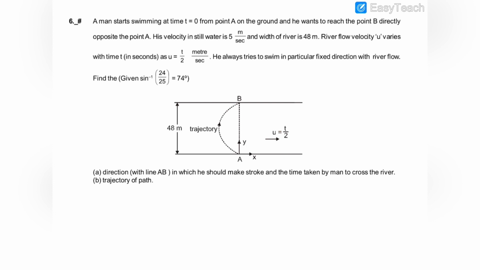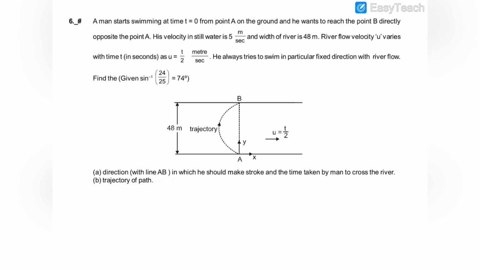In this question, you can see that there is a man who starts swimming from this point at t equal to 0, and he wants to reach this point B, which is directly opposite to point A. His velocity in still water is 5 and the width of the river is 48. The velocity of the river u varies with time by the relation u is equal to t by 2, and he always tries to swim in a particular fixed direction with respect to the river flow.